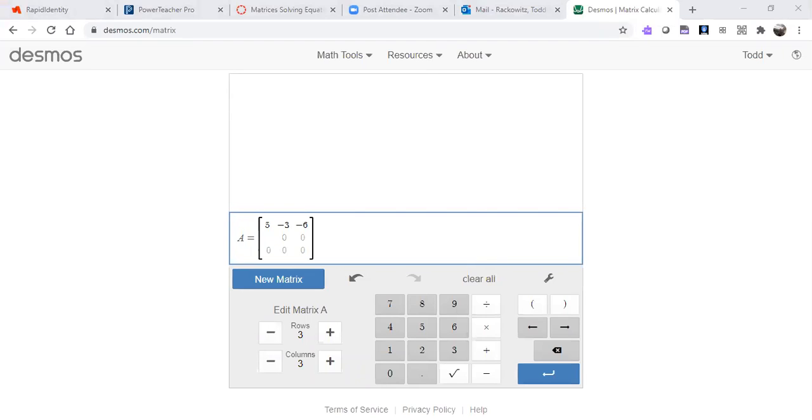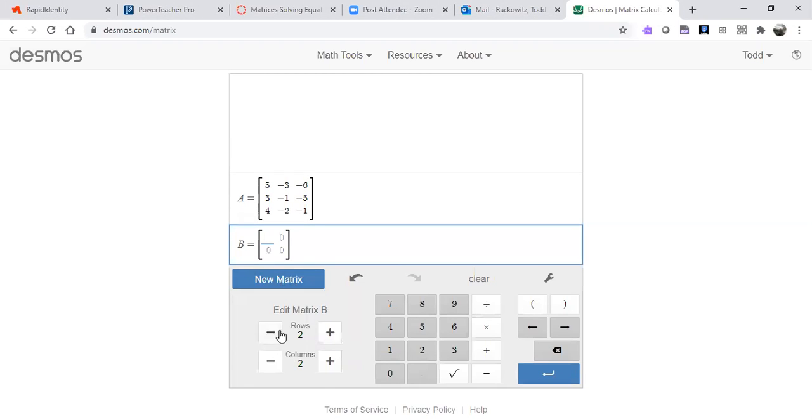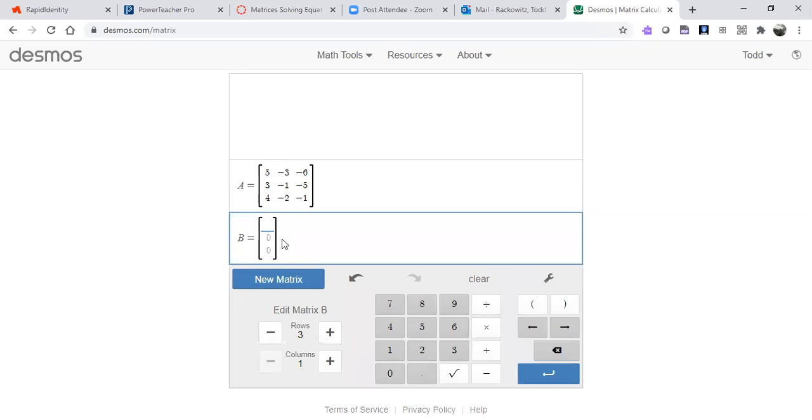And where was I? 3, -1, -5. And 4, -2, -1. Into that new matrix, it would be a 3x1. So it's a column with your 3 solutions, which is -4, 5, -13.